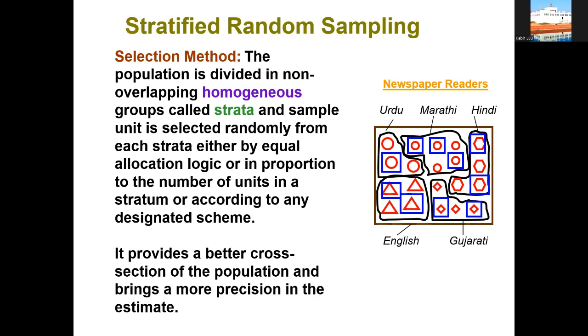So you are making a selection. So here the black portions of the circles, this is called stratified random sampling. So through this diagram, you can understand what stratified random sampling means. It provides a better cross section of the population and brings more precision in the estimate. So this is another, you can say, stratified random sampling.